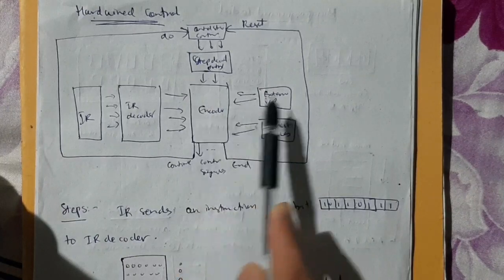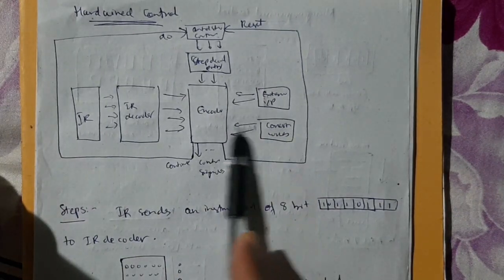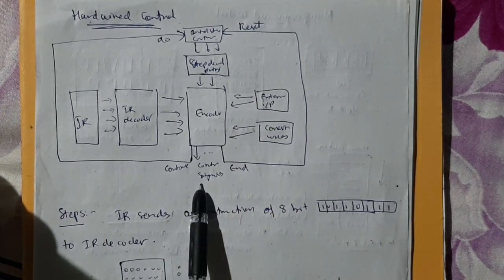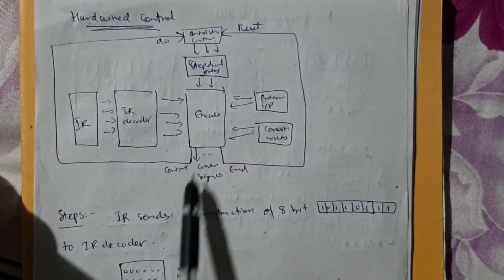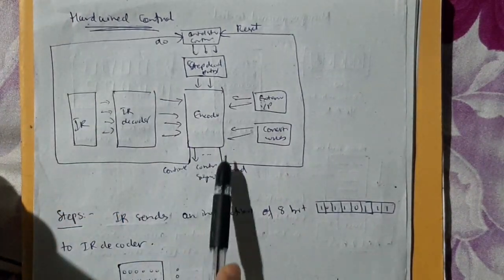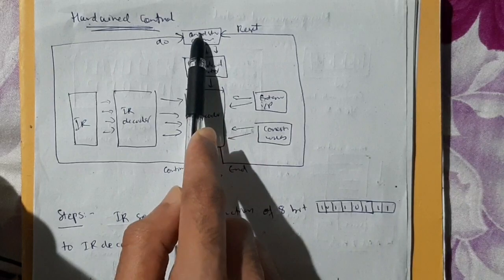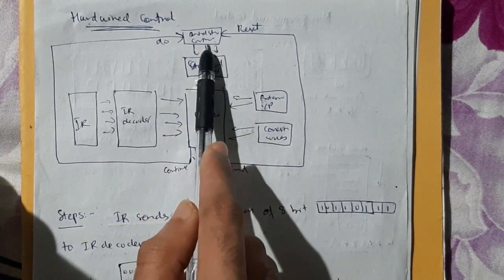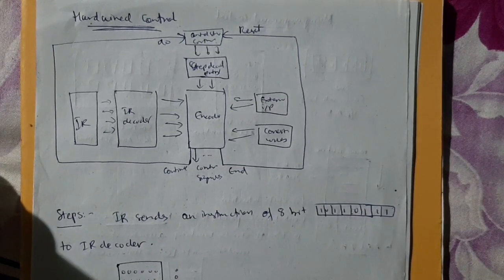What will the encoder do? It will get some external inputs, the conditions, and the step decoder. These 3 things it will get, and it will generate control signals. Means if it is add, it will generate the signals to add. If the process is to continue, it will continue, or if it is to end, it will reset the instruction register here. If it resets, this process will get over. That's the working of hardwired control.